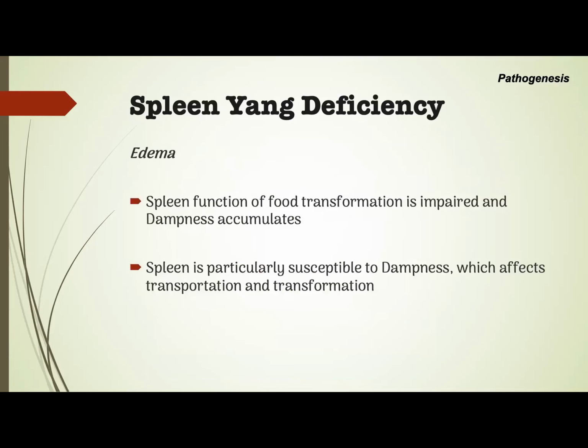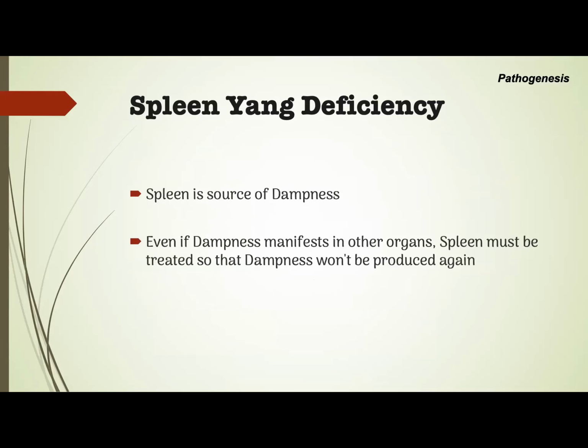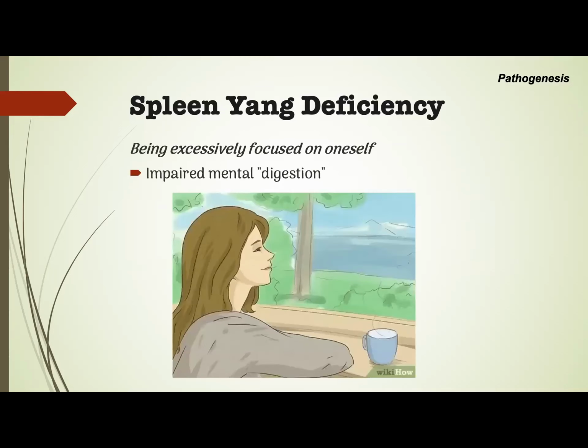Spleen function of food transformation is impaired and dampness accumulates, leading to edema. And we have mentioned earlier that the spleen is particularly susceptible to dampness, and this affects the TNT, or the transportation and transformation. Impairment of spleen's function affects transportation and transformation due to other causes, and this may easily give rise to dampness. Spleen is the source of dampness. Even if dampness manifests in other organs, the spleen must be treated so that dampness will not be produced again. And being excessively focused on oneself means there is impaired mental digestion.